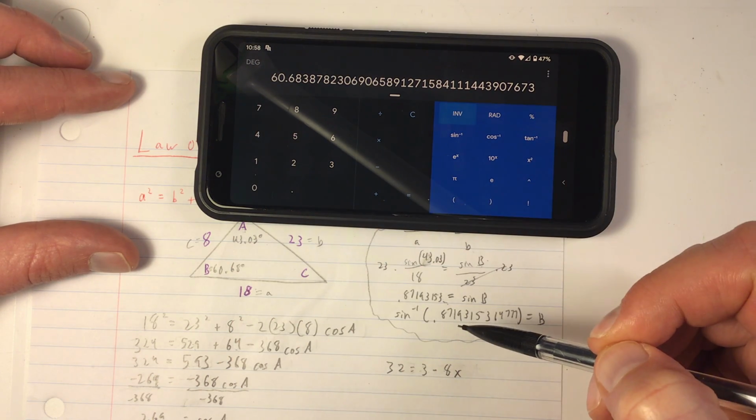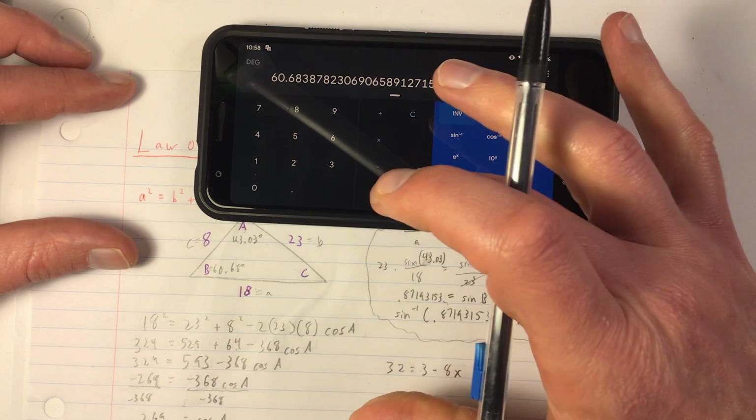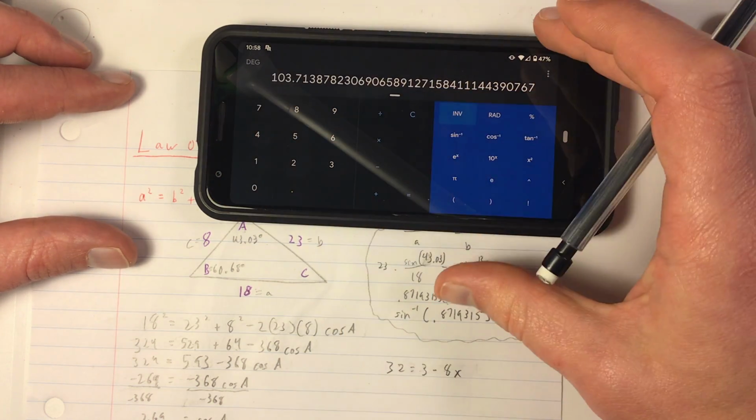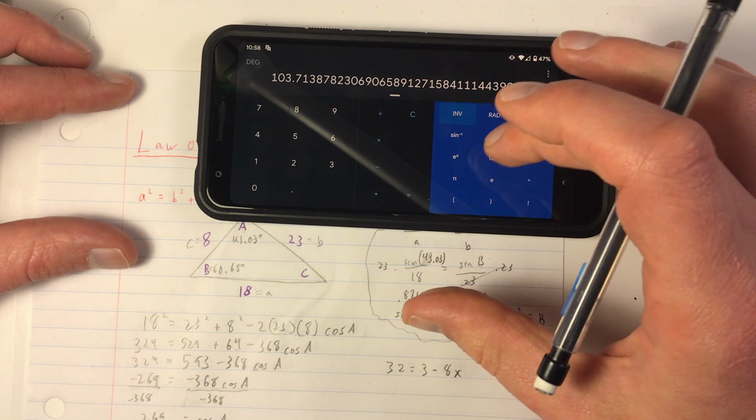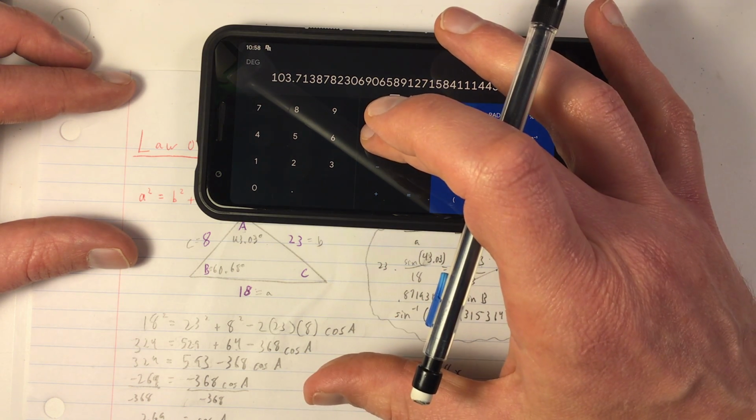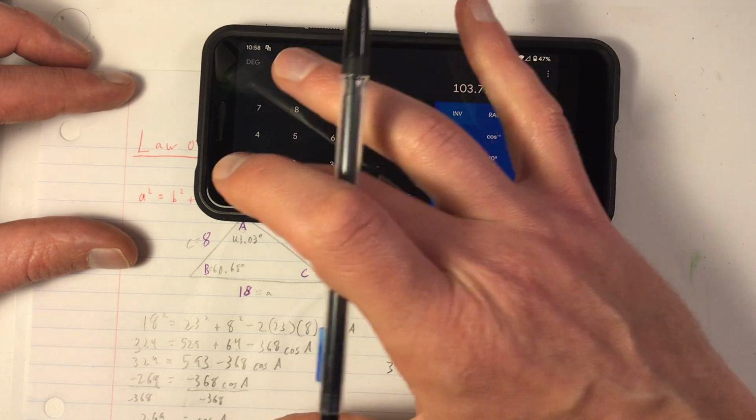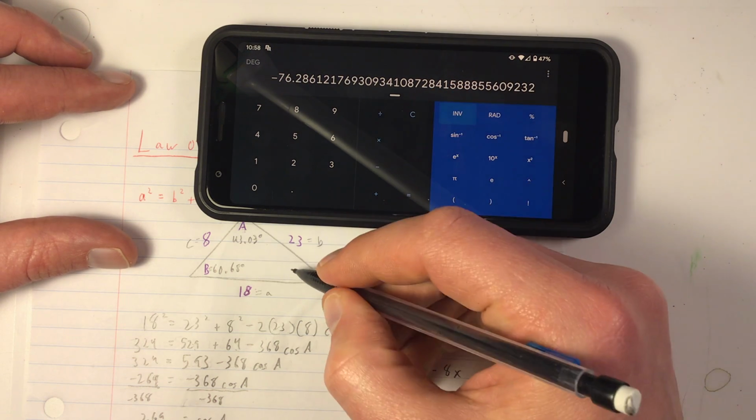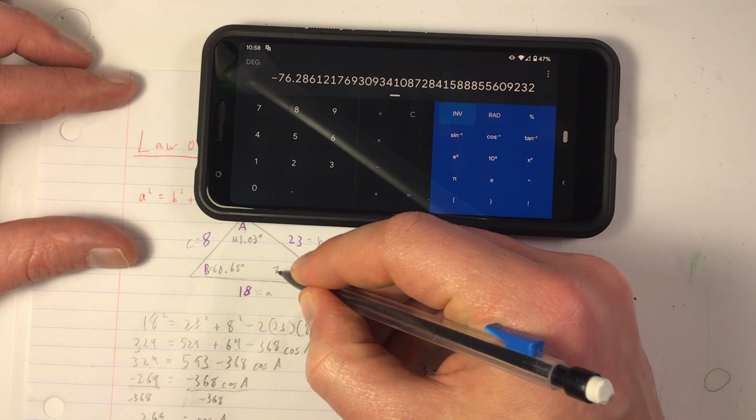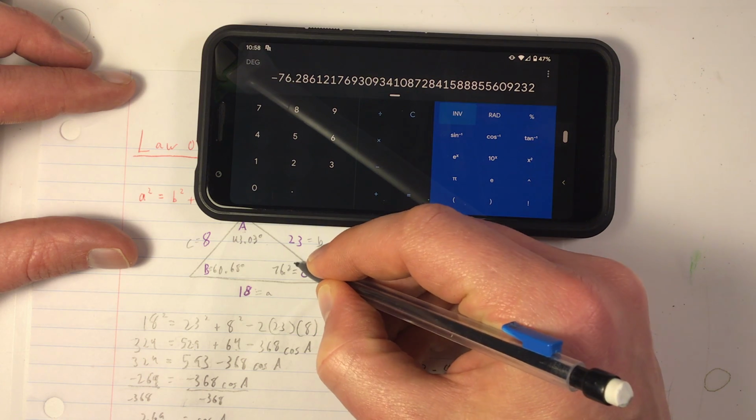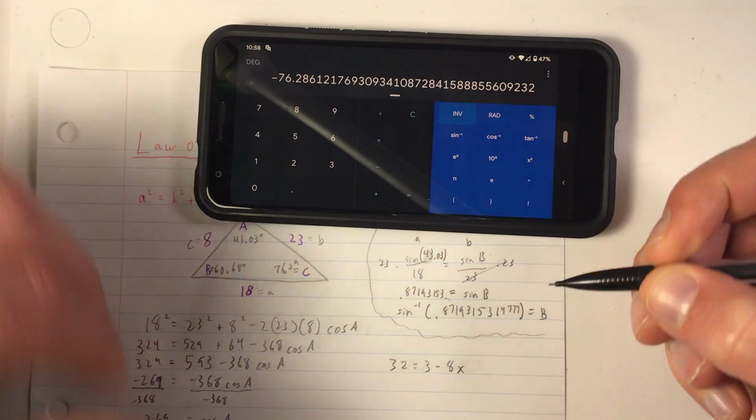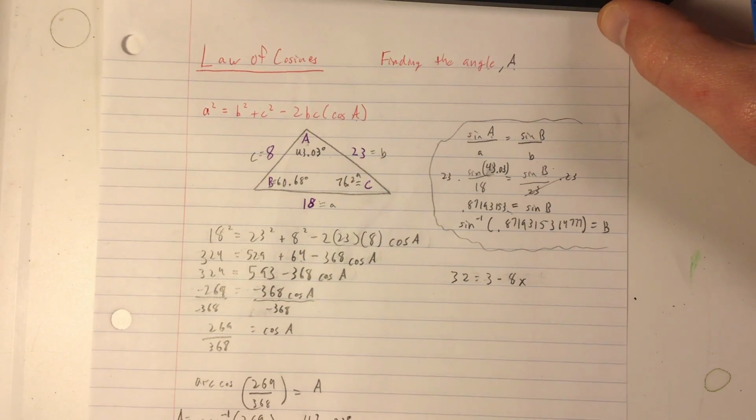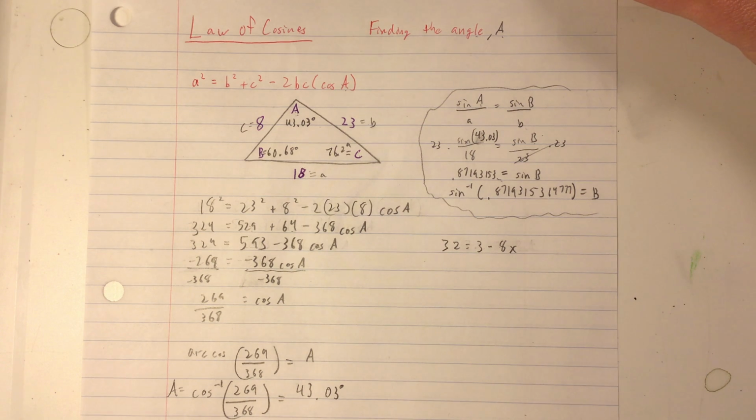And I can find angle C just using the triangle sum theorem. So take this angle, add up 43.03. Take that answer, subtract it from 180. Now, I did that backwards, but this would be 76.29 degrees once I round it. There you go. Using law of cosines to find the missing angles.